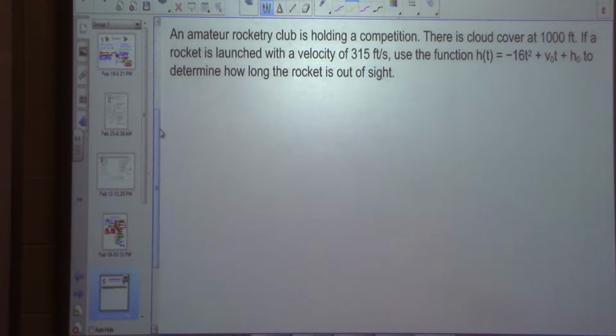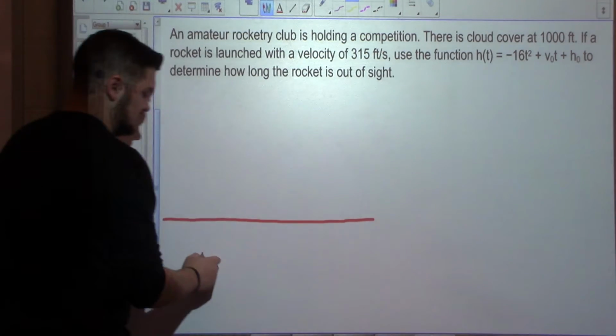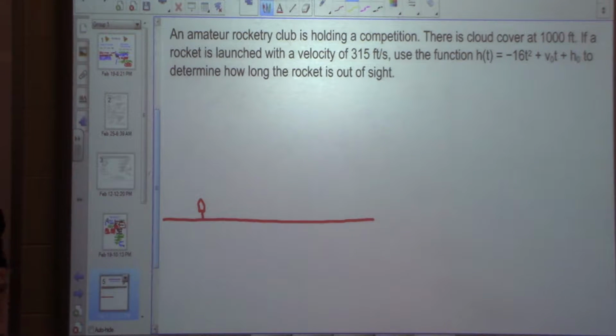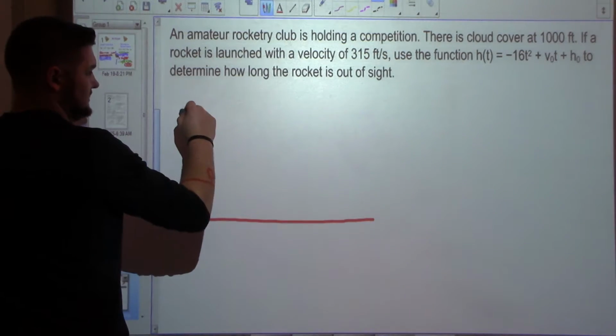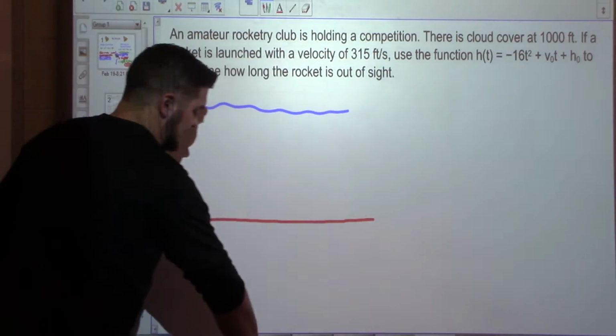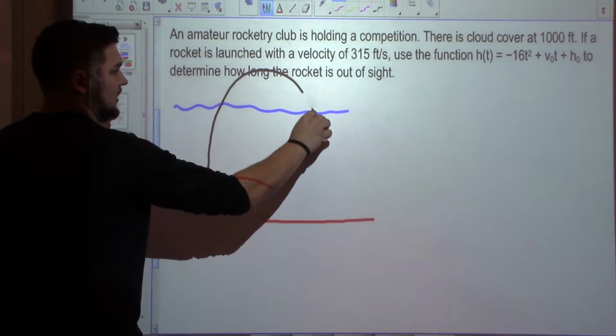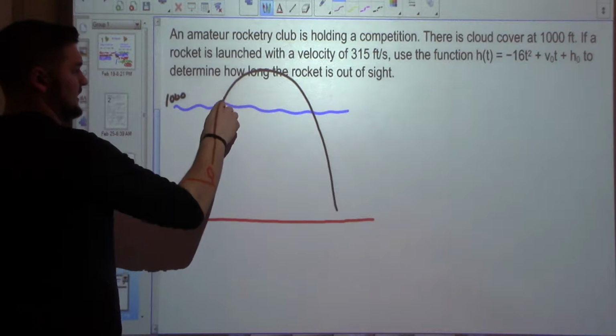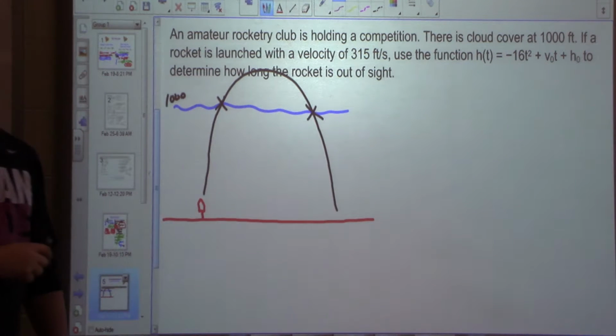There's cloud cover at 1,000 feet. If a rocket is launched with a velocity of 315 feet per second using the function h of t equals negative 16t squared plus initial velocity times t plus initial height, determine how long the rocket is out of sight. So if I start on the ground, this is my rocket. Okay? That's my rocket, right? There's cloud cover up here. We want to know if I shoot my rocket, how long it won't be visible. So if this is 1,000 feet, I need to find how long to get to this point and how long to get to there, right?